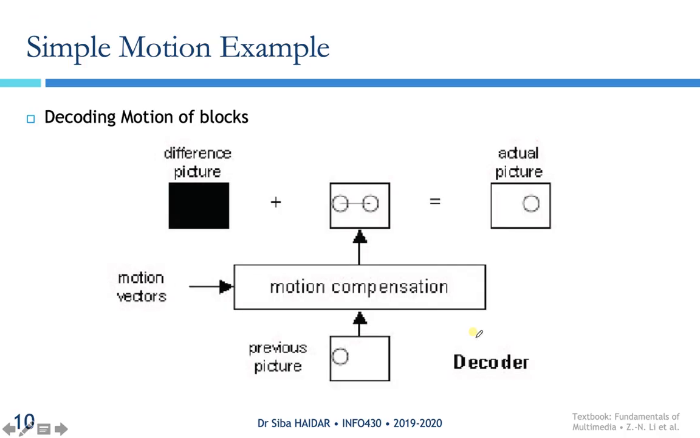How does the decoding now apply? Simply, you have the difference picture, you have the previous picture, and you have the motion compensation. So you take the previous picture, you apply the motion compensation, and you deduce the motion compensated picture. This is not the exact actual picture. You have to add the difference picture to it, and after adding the difference picture, you will obtain your actual picture. So let us recapitulate.